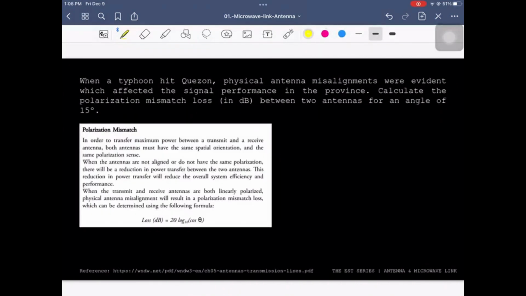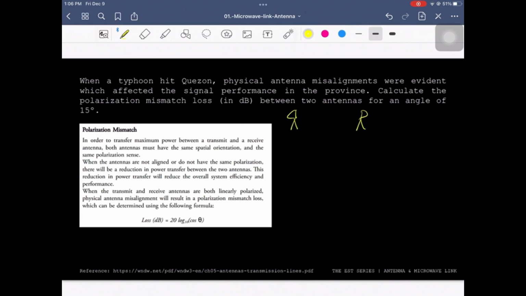Okay, so for our next problem, when a typhoon hit Quezon, physical antenna misalignments were evident which affected the signal performance in the province. Calculate the polarization mismatch loss in decibel between the two antennas for an angle of 15 degrees. Usually, nangyayari talaga ito sa Philippines since madalas matamaan ng bagyo ang ating country.